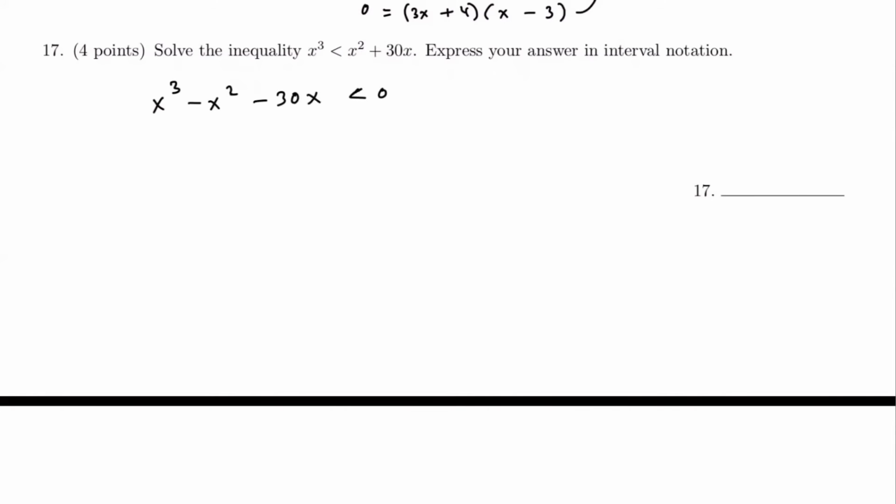Okay, now we can pull out an x from each term. So you'll have x times x squared minus x minus 30 less than 0. And now we can factor. So this is x times, here again, you try to factor. You got x and x here, because that will be x squared. Now, I'll put a negative 5 and plus 4. Maybe not. That doesn't work. Let me do negative 5, positive 5, and minus 6. I think that will do the job.